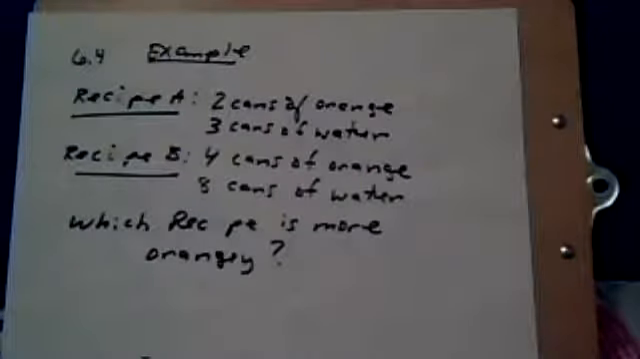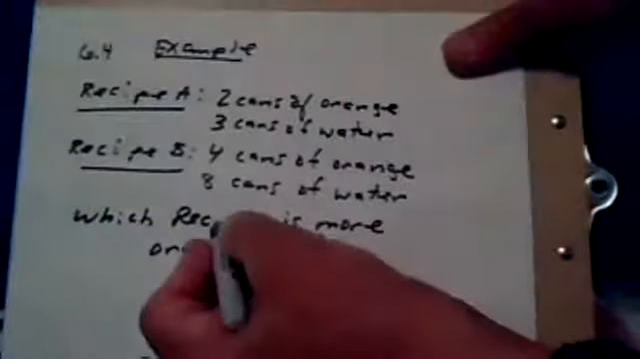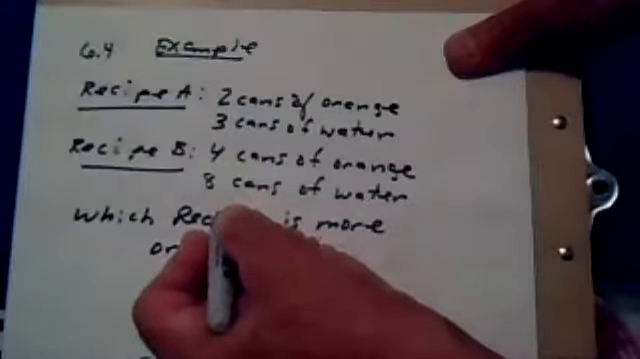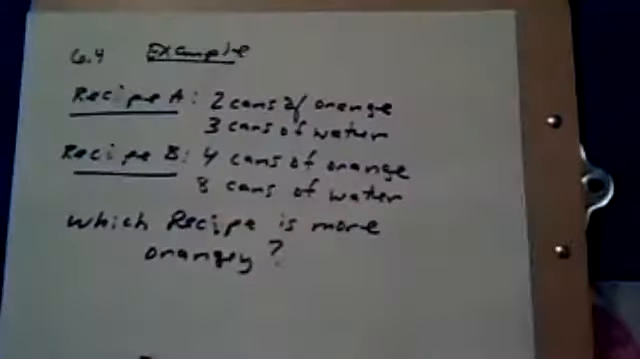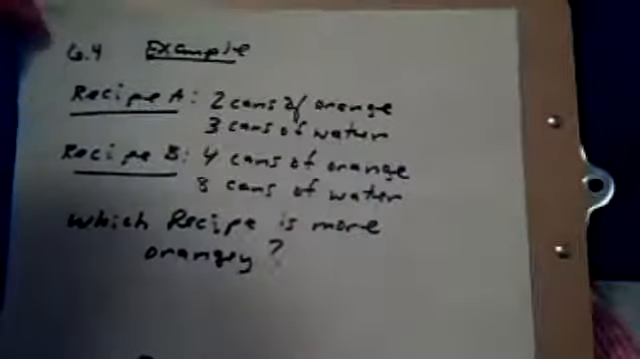And then we have another recipe, recipe B, 4 cans of orange juice concentrate to 8 cans of water. Which recipe is more orangey? So notice recipe A is 2 over 3. That means 2 orange, 3 waters. Recipe B is 4 orange, 8 waters.